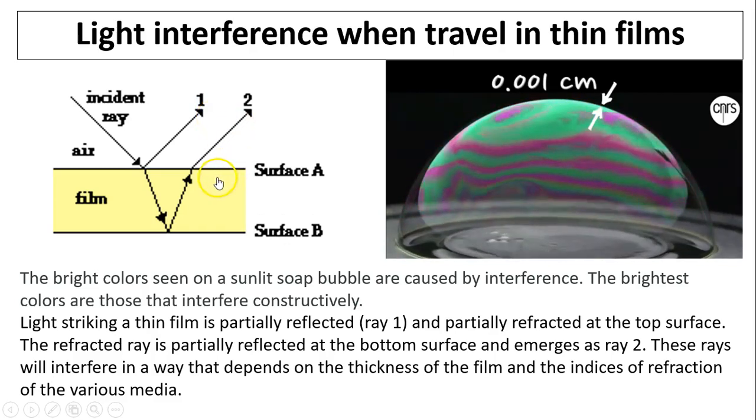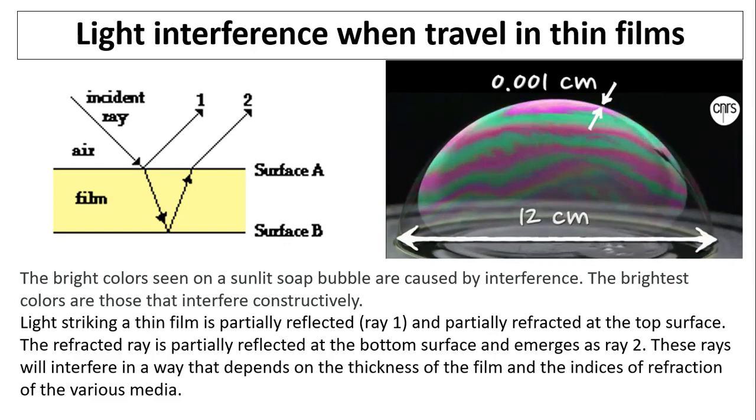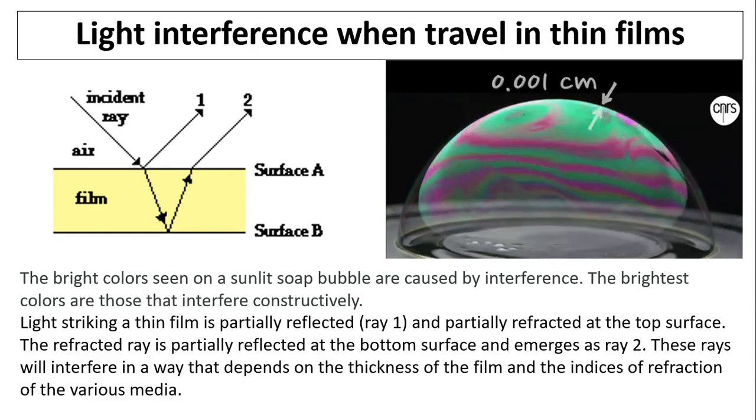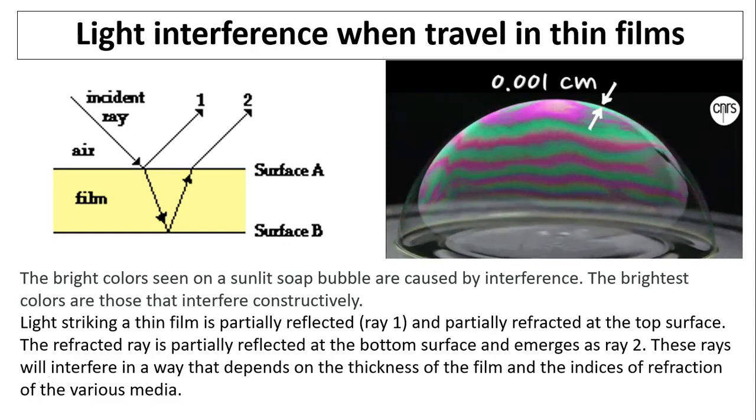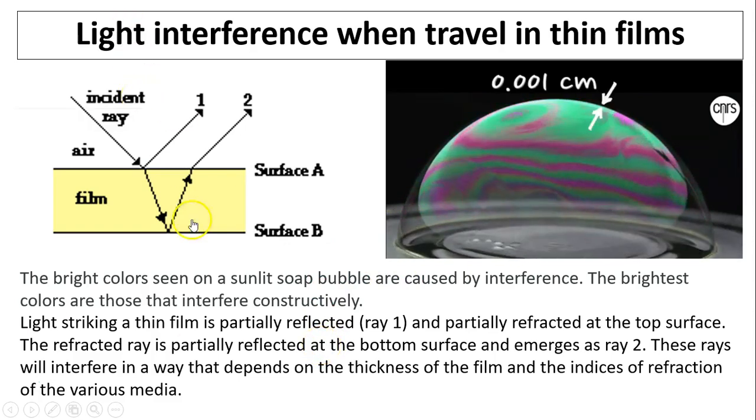What color you can see depends on the thickness of the film. That's why at different parts of the soap bubble, you see different colors, because the thickness of the soap bubble is not even. Some parts may have yellow or red colors because at that position, those colors interfere constructively. And at other parts, you may see purple or green colors because those parts have constructive interference for those colors.